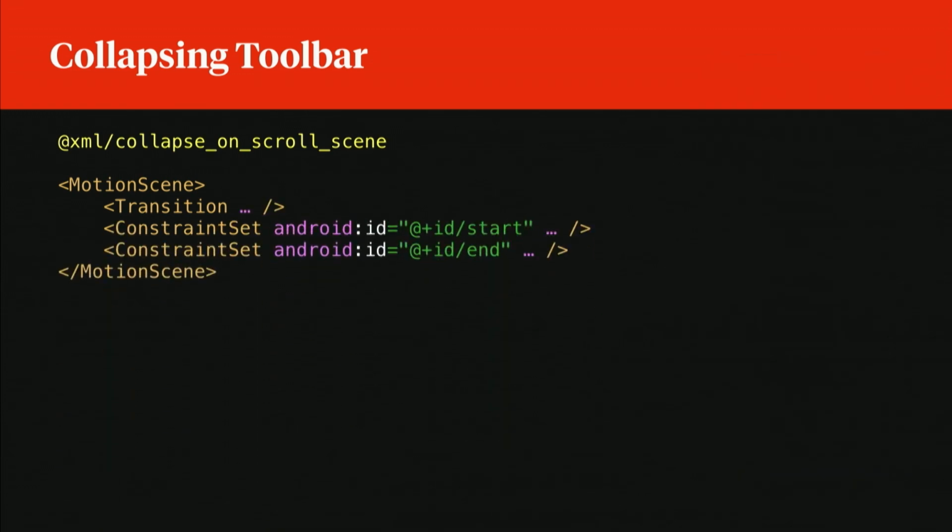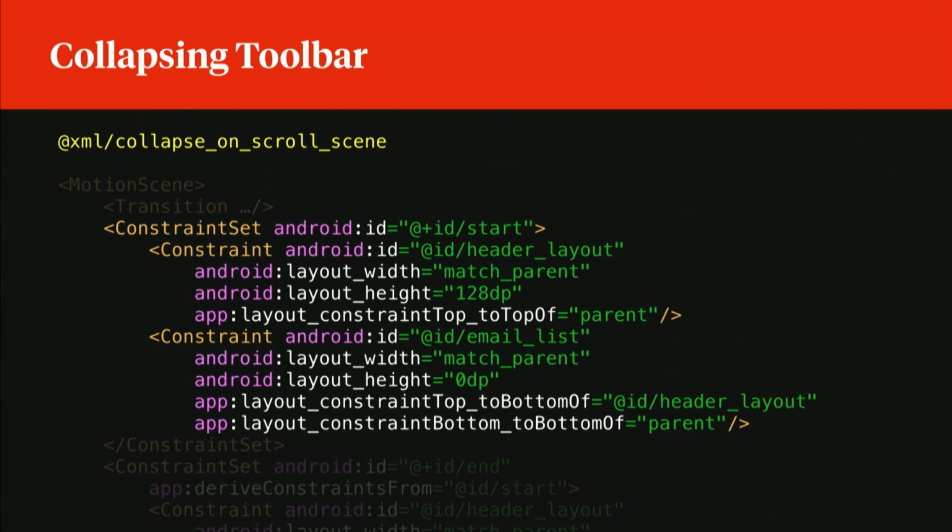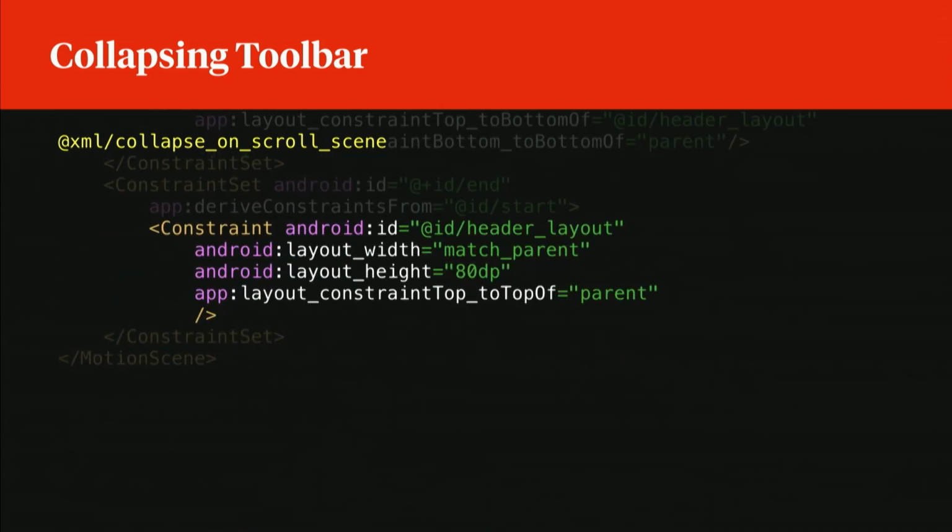I'm going to get rid of that transition first, or collapse it down for a second, and we're going to look at the constraint sets. So the start constraint set has a header layout and the RecyclerView, an email list, for instance. And the header layout is going to have a fixed height of 128 dp. And now we're going to look at the end constraint. And we have a header layout with 80 dp height.